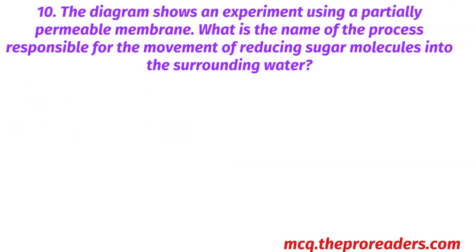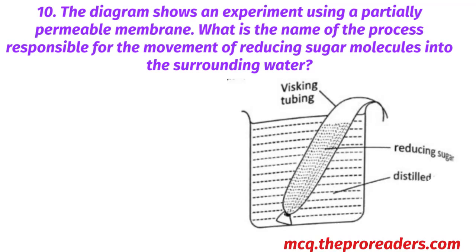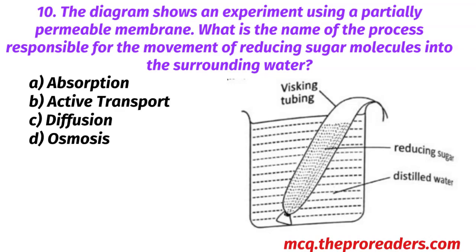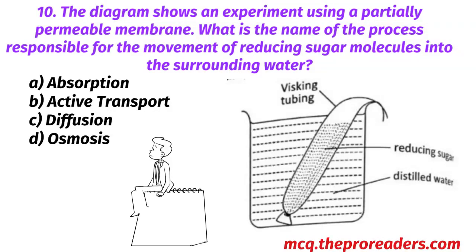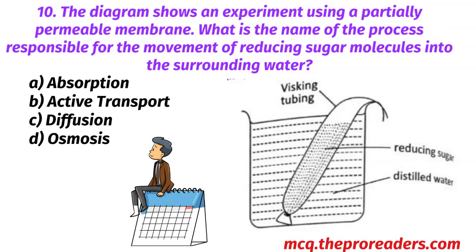The diagram shows an experiment using a partially permeable membrane. What is the name of the process responsible for the movement of reducing sugar molecules into the surrounding water? Absorption, active transport, diffusion, osmosis. Option C, diffusion is the correct answer.